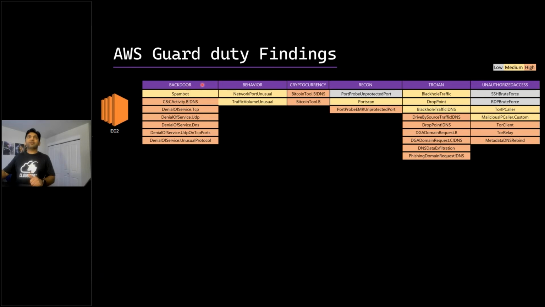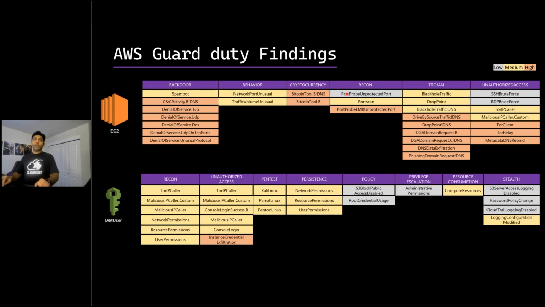Unfortunately, this is not mapped to the MITRE ATT&CK tactics level, but these have common buckets which are familiar, such as backdoor, behavioral, cryptocurrency, recon, Trojan, unauthorized access. As you may notice, some of these will be based on the CloudTrail logs. Some will require network logs, such as VPC flow logs and those things. And the color basically indicates the severity that AWS has provided for each of these alerts. And then these are the AWS findings associated with the IAM user.